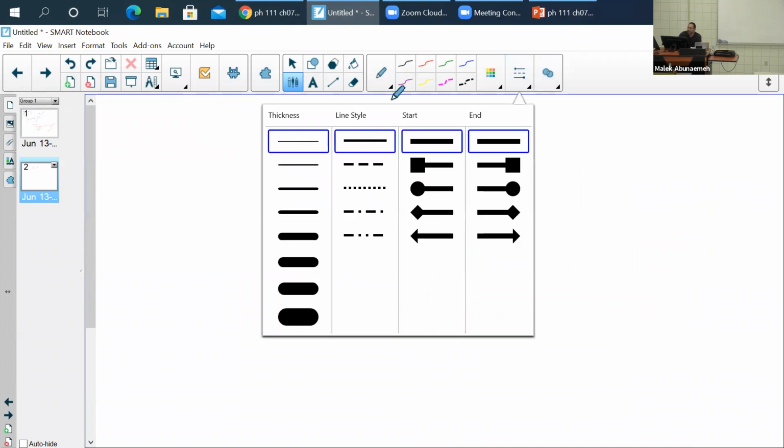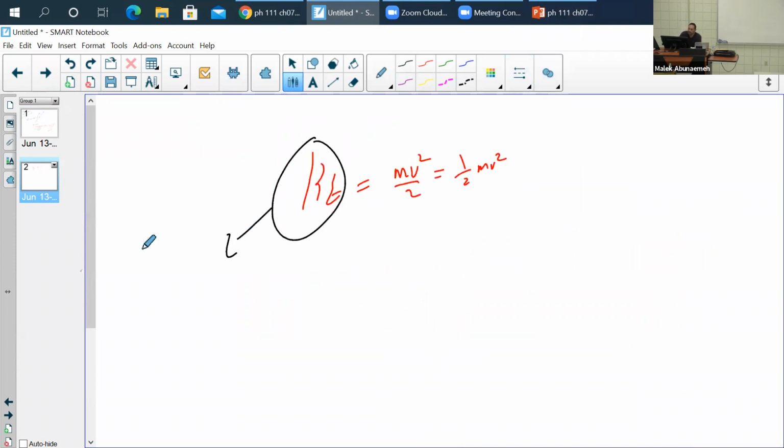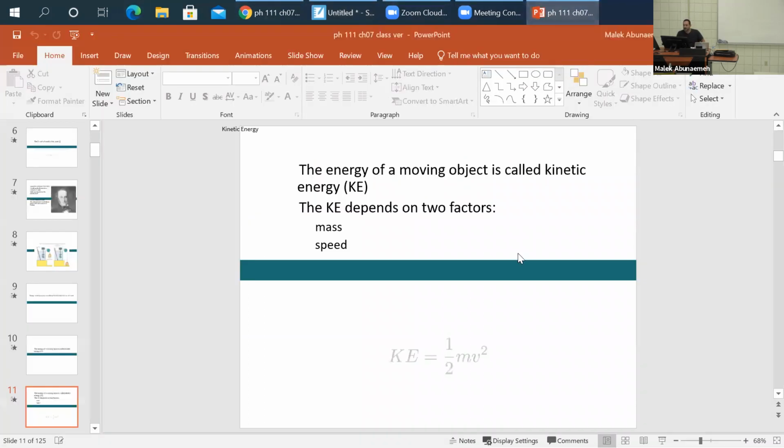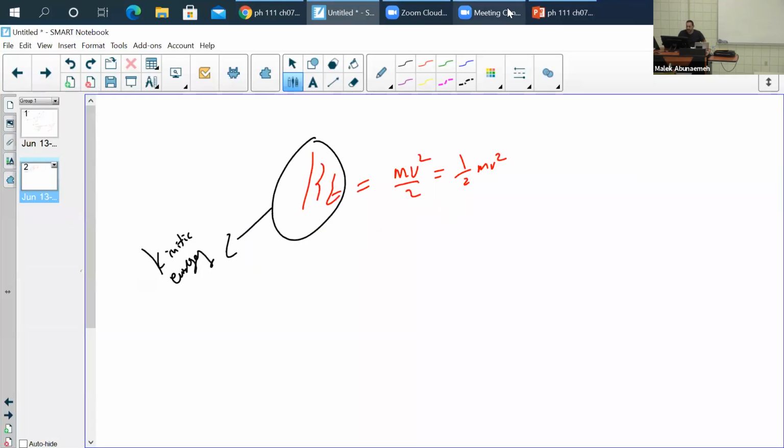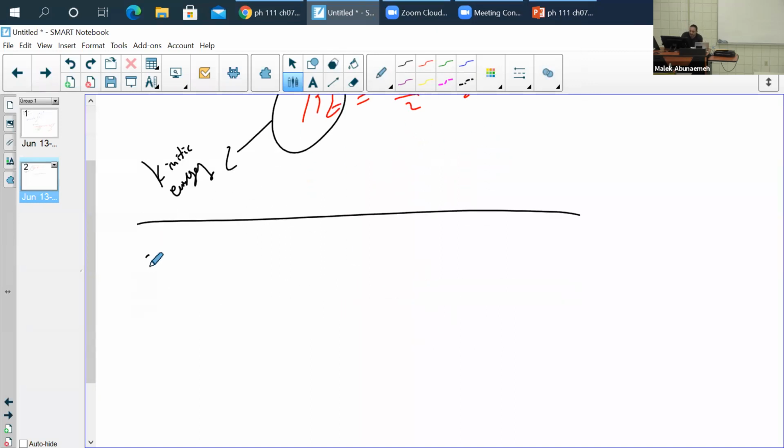Let me go ahead and write this down. That's your kinetic energy. So if I ask you, what is the kinetic energy of a 1,000 kilogram car whose speed is 10 meters per second? Here's the example. Your mass was 1,000 kilograms and your speed was 10 meters per second, and you're looking for kinetic energy.